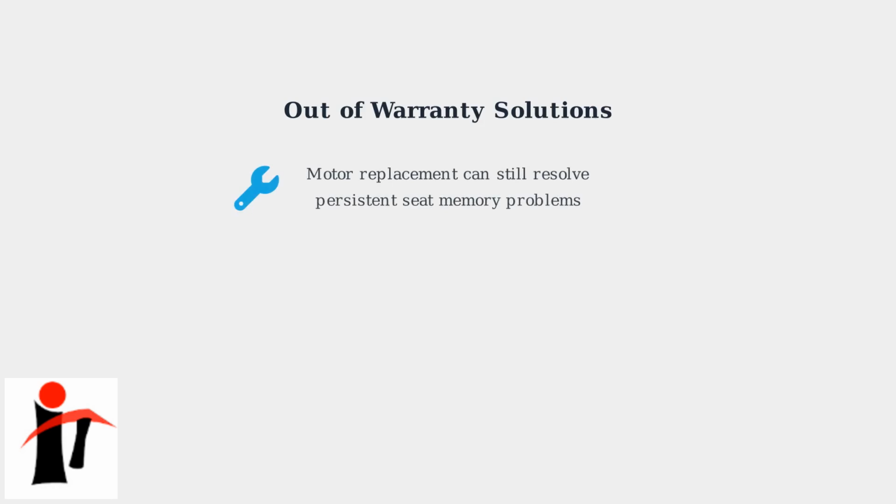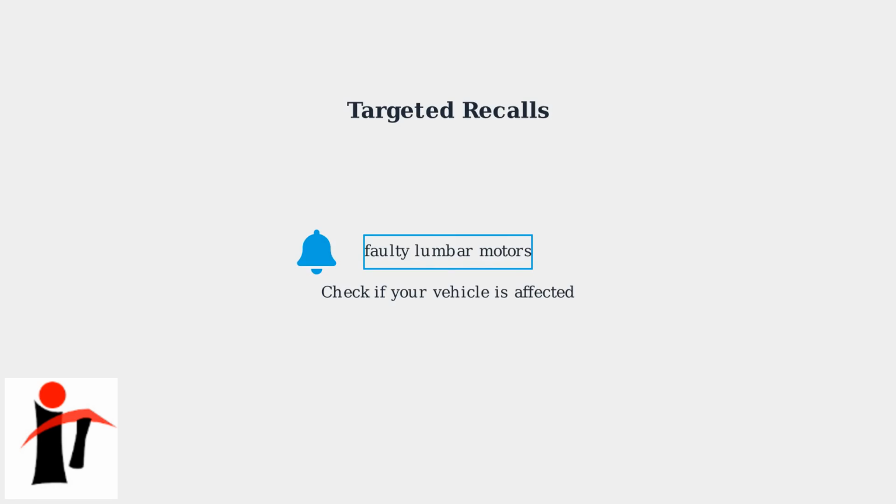For Model 3 vehicles still under warranty, contact Tesla service directly for a motor replacement at no cost to the owner. Even if your vehicle is out of warranty, replacing the faulty motor can effectively solve ongoing seat memory issues. Tesla has issued targeted recalls for specific vehicles with faulty lumbar motors. It's important to check if your Model 3 is included in these recall campaigns.